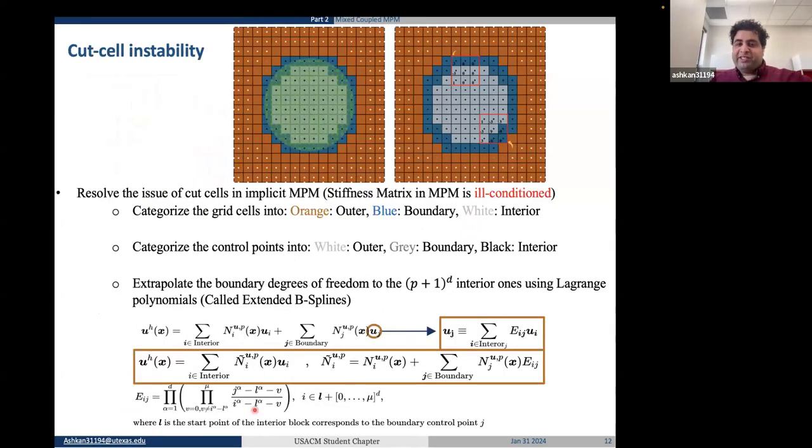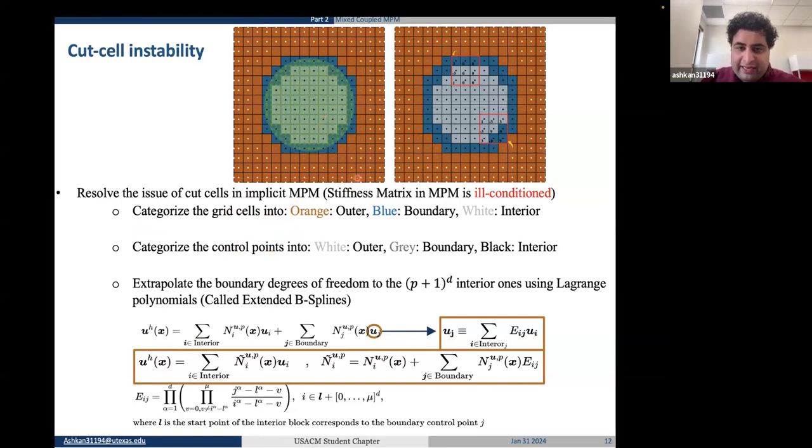Okay, one issue which should be resolved if you are in implicit MPM is cut cell instabilities. In the material point method, there are some boundary grid cells which have very few material points. You can see, for example, this one. And this causes the stiffness matrix to be ill-conditioned. To resolve this issue, we categorize the grid into outer, boundary, and interior ones.